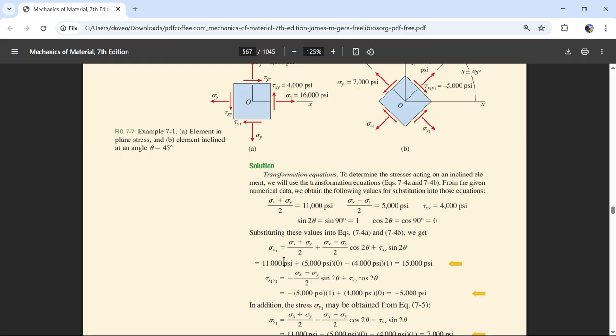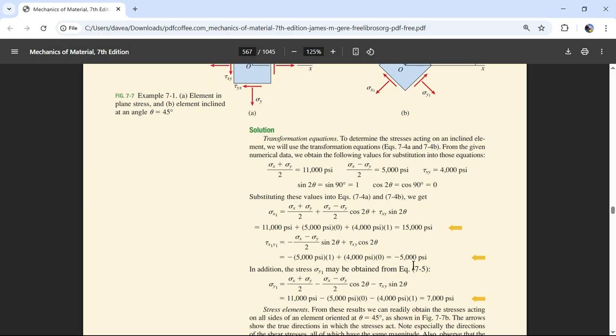So here's the transformation equation for sigma x1. This is that part, this is that part. Now we're trying to find these angles. Cosine of 90 is 0, and the sine of 2 theta is 1. So we're going to have 1 times the shear. The shear is 4,000. We're going to have 0 times this part. So 0. So we have 11 plus 4 is 15. So we get that.